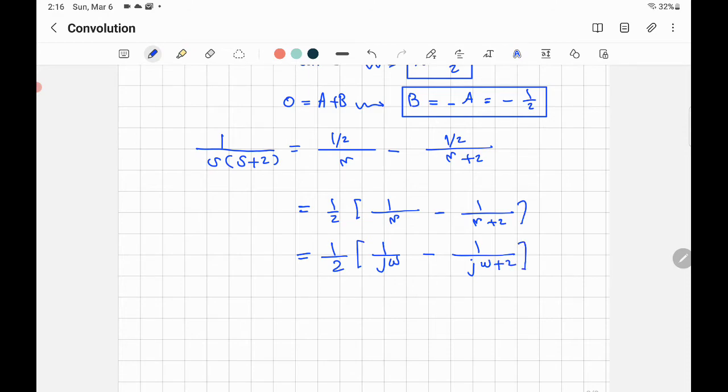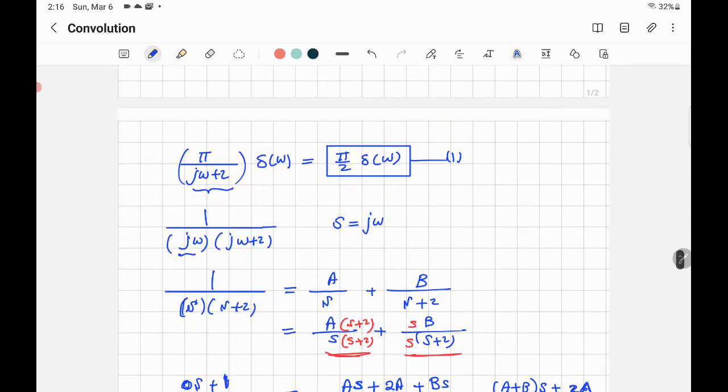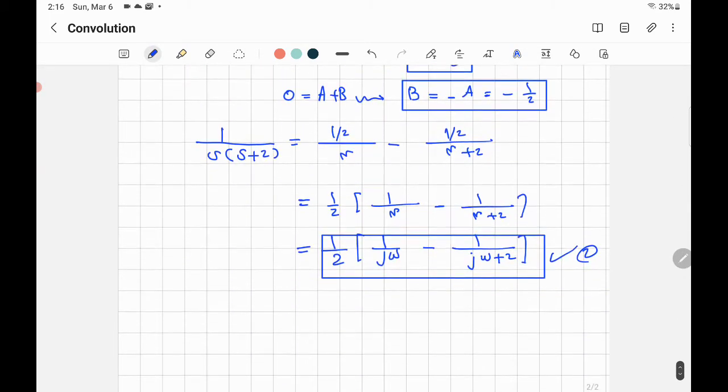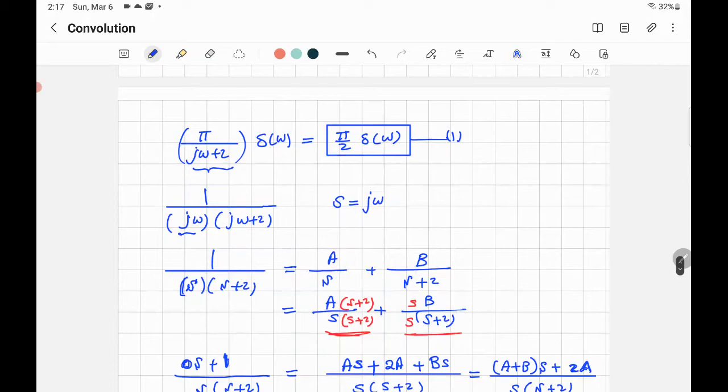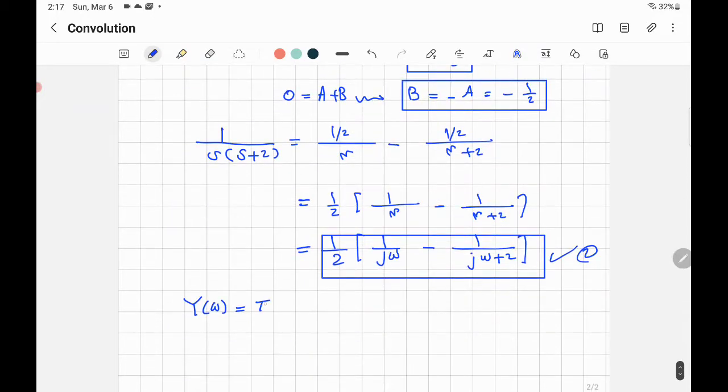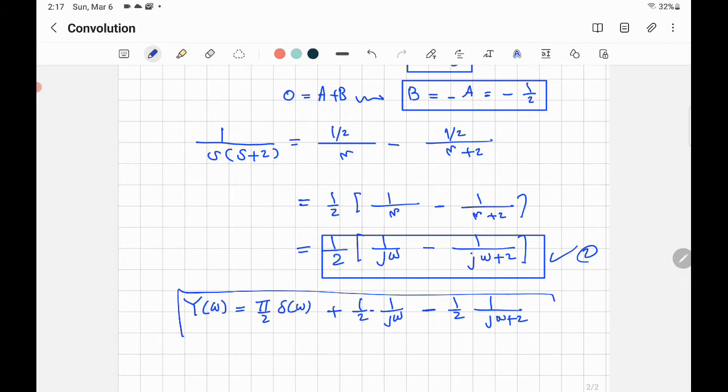So that's the second term. You have the second term and you have the first term. So the total output in frequency domain, Y of omega, equals the first term, I forgot, pi over 2 times delta of omega, plus the second term, we have it here, 1/2 times 1 over j omega minus 1/2 times 1 over j omega plus 2. That's the total response in frequency domain.